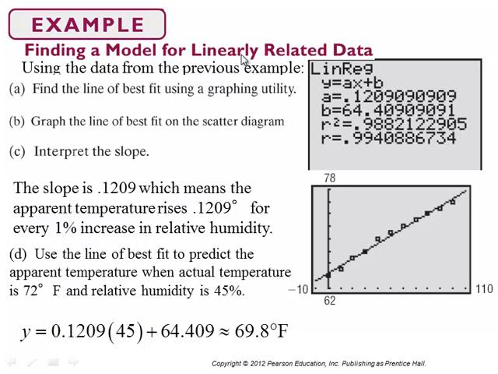Otherwise, you could take that equation, take 45 for x, multiply by 0.1209, and then add 64.409 approximately, and then round that to about 69.8 degrees Fahrenheit. So basically, when the relative humidity is about 45% and the temperature outside is 72 degrees Fahrenheit, that means that the apparent temperature would be 69.8 degrees Fahrenheit. Okay?